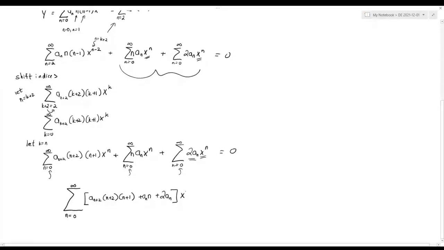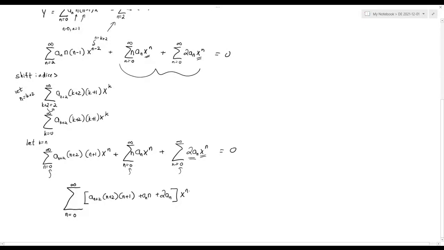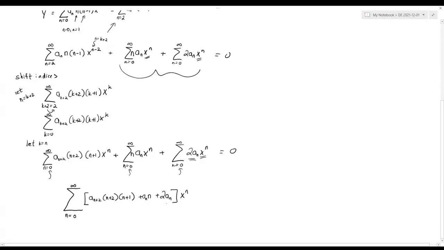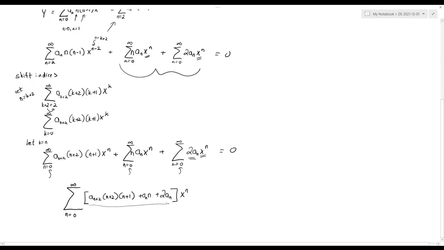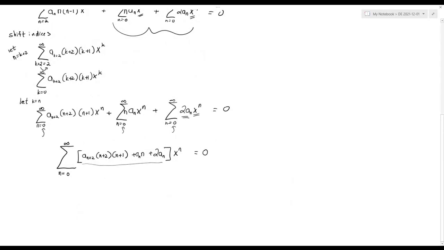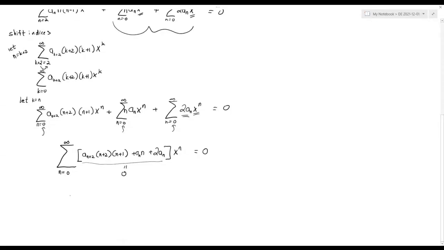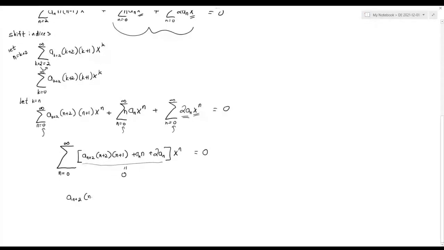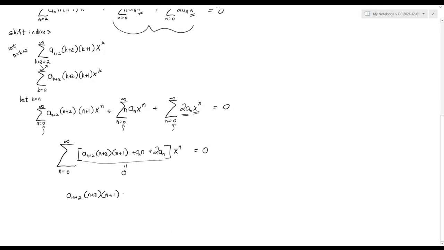And then, of course, x to the power n is just a common factor there. And so this is the coefficient for x to the n, and that's equal to 0. And we know that for this series to be equal to 0 for all x's, the coefficients have to be all 0. The coefficients for the x to the n terms. So this means that we can set that equal to 0, which gives us a recurrence relation between the a sub n's.